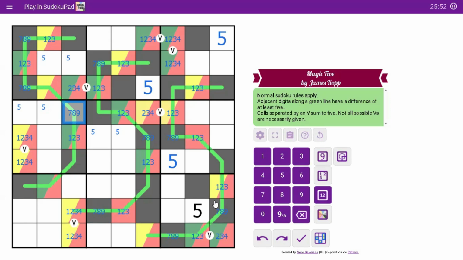Are there any other cases like that? I don't know. This could be green or yellow shaded. 4 goes in one of these 3. 4 goes in one of those 2. I don't see how that's going to do anything.